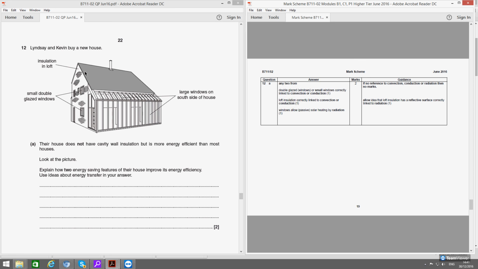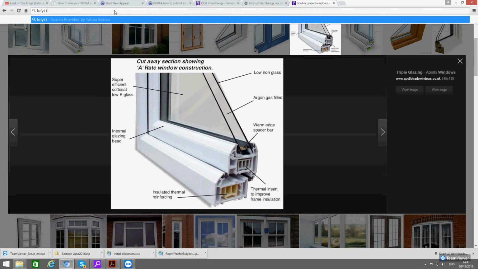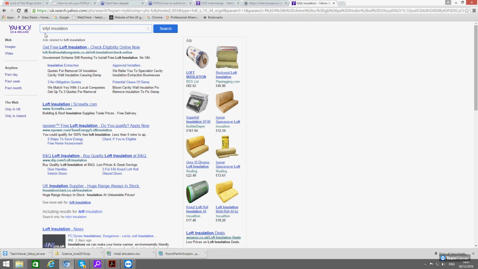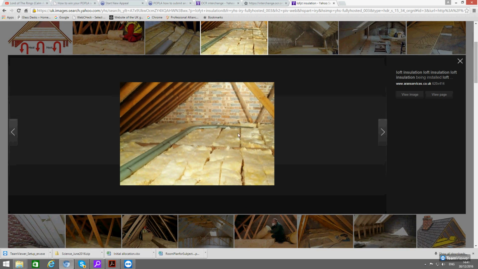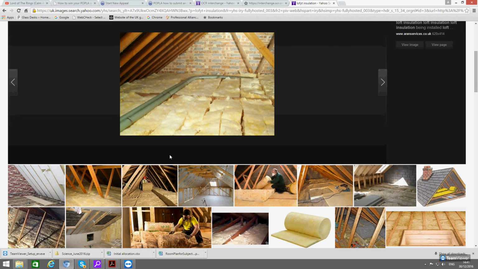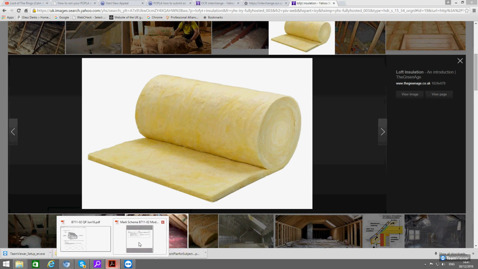Loft insulation. If there's insulation in the loft, let me show you what loft insulation looks like. Look at the state of the loft insulation. It is a sponge-like substance, usually fiberglass. And what loft insulation will do is it stops the formation of convection currents as well. It doesn't allow air to circulate and take heat out of the property.